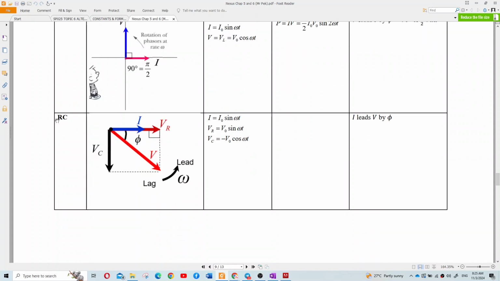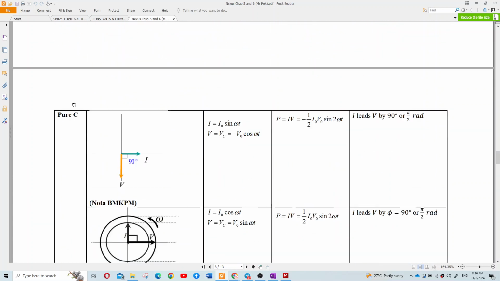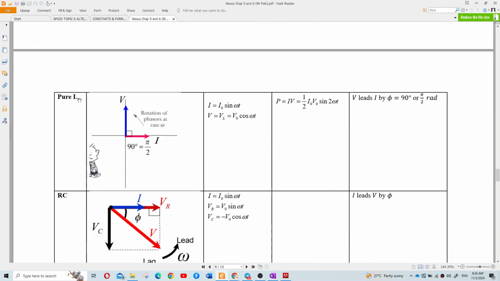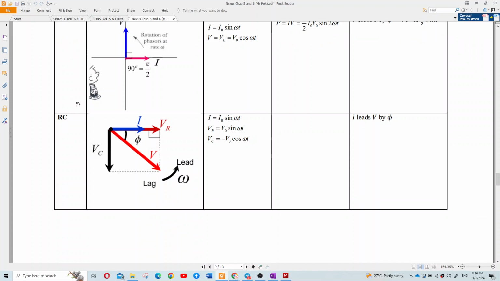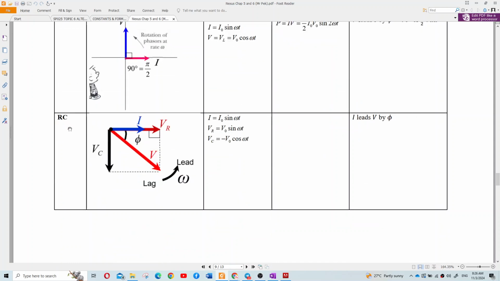Now we have a circuit with a combination of resistor and capacitor. RC circuit. Just now we only learned pure resistor, pure capacitor, pure inductor, meaning each of these circuits only has one component, either resistor, capacitor, or inductor. Now we have an RC circuit, which means a circuit that has both resistor and capacitor. So how do we find the total voltage of resistor and capacitor? We combine the phasor diagrams of resistor and capacitor.